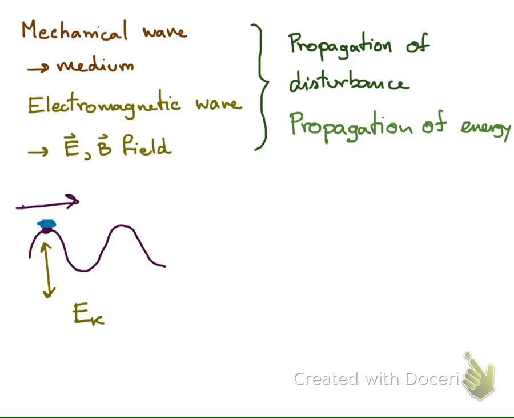Also, you can see that the medium gained potential energy too. It gained the kinetic energy and also potential energy, because if the equilibrium level of the medium is this dashed line, when the wave passes through, the medium is lifted higher from the equilibrium position. So it means that it gained potential energy too. So we can say that the wave motion is the propagation of the energy.